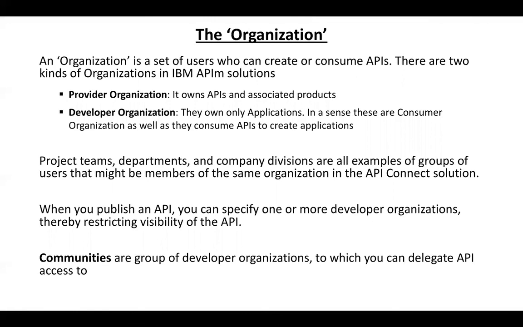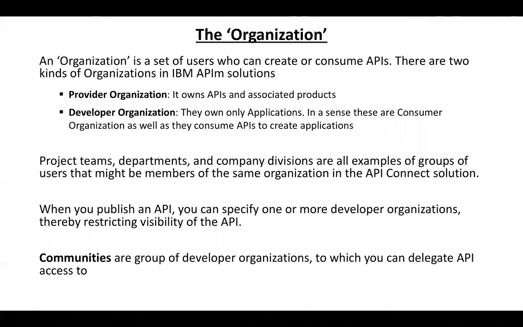There are two kinds of organizations in IBM API Connect or API management solutions. The first one is called provider organization. This is the group of people who are creators of the API. Developer organization. These are the group of people who are consumers of the API. So the concept should be pretty much clear, and it's actually very simple.